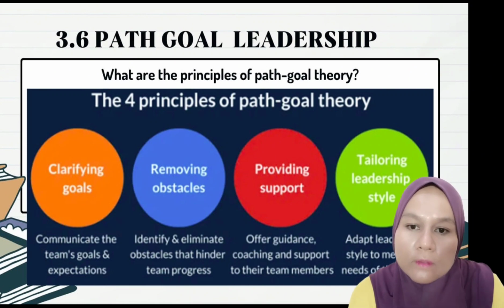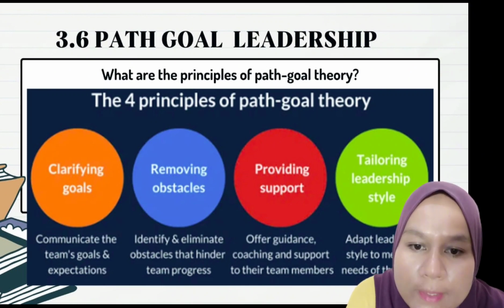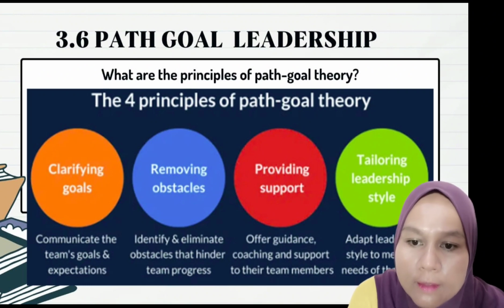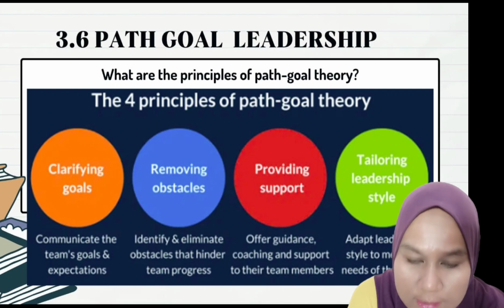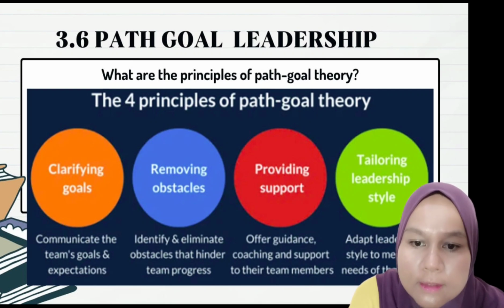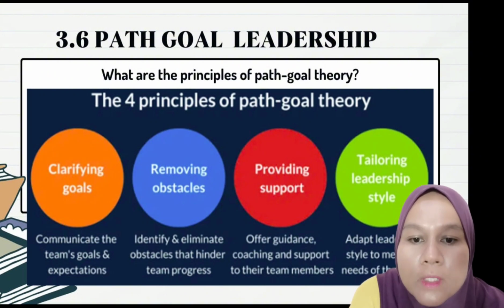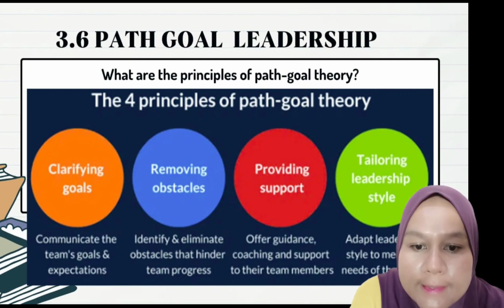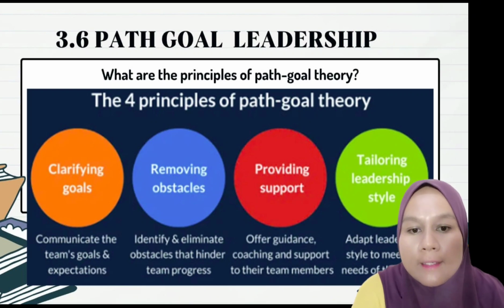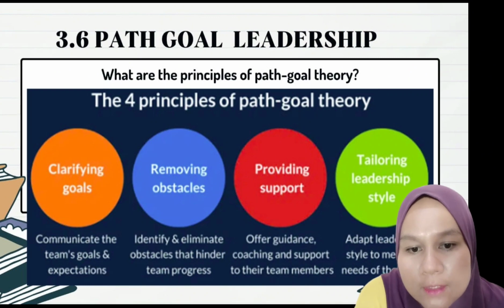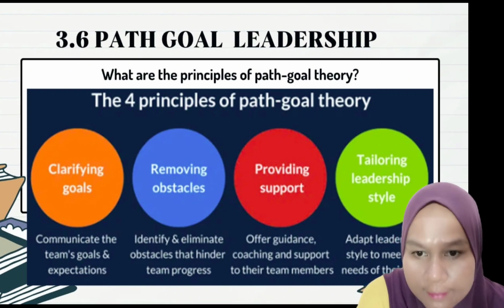Okay, we can see there are 4 principles of path-goal. Okay, number 1, clarifying goals, communicate the team's goals and expectations. Number 2, removing obstacles, identify and eliminate obstacles that hinder team progress. And then number 3, providing support, offer guidance, coaching and support to their team members. And the last one, tailoring leadership style, adapt leadership style to meet the needs of their team.